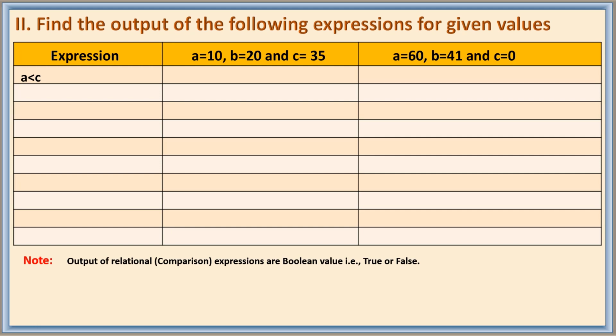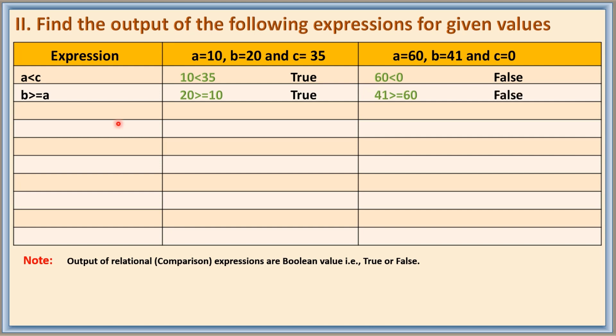So in the first set of values, a is 10 and c is 35. 10 lesser than 35 is correct, so we get true as the answer. Next, in the second set of values, 60 is lesser than 0. That will be false. Next we have b is greater than or equal to a. So 20 is greater than or equal to 10. It is true.